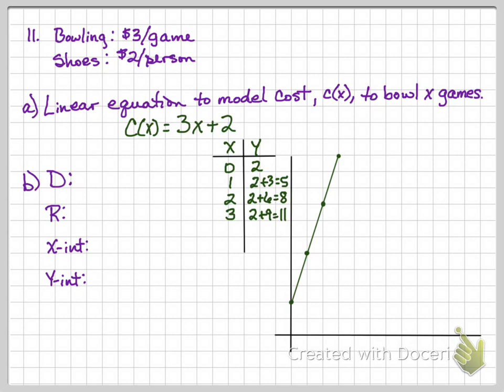Alright, let's look at this domain in orange. It starts there at 0 and it goes through infinity. So that gives us 0 inclusive, through infinity. What does that tell us? It tells us we can't bowl a negative number of games.